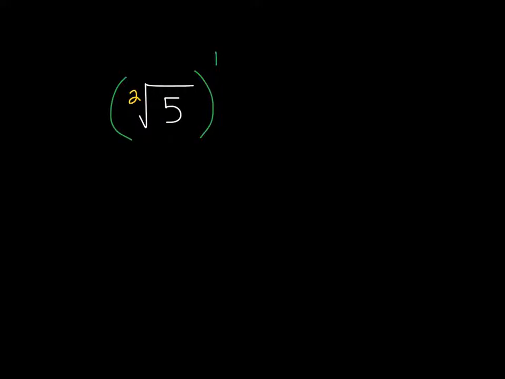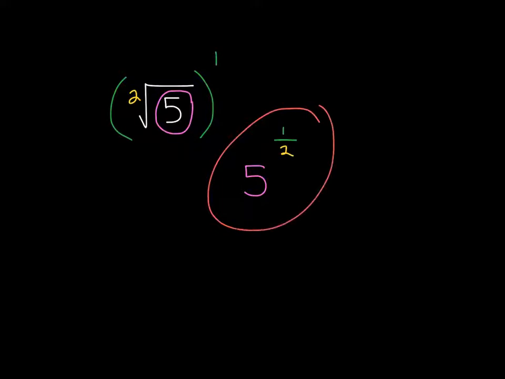Our radicand, or whatever is inside the radical, becomes the base of our exponent. So we keep that. That would be a 5. Our exponent is the numerator of our new exponent, and the index is the denominator. So it would be 5 to the 1/2. And that's how you rewrite that.